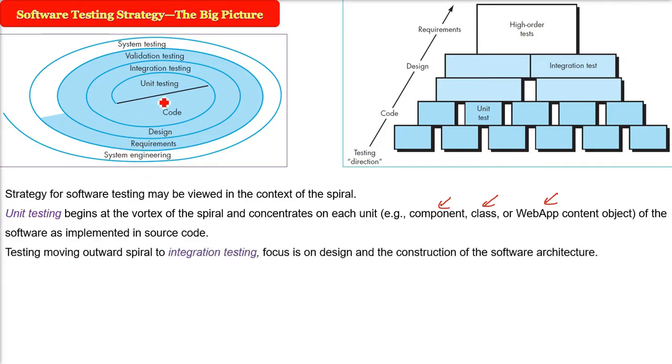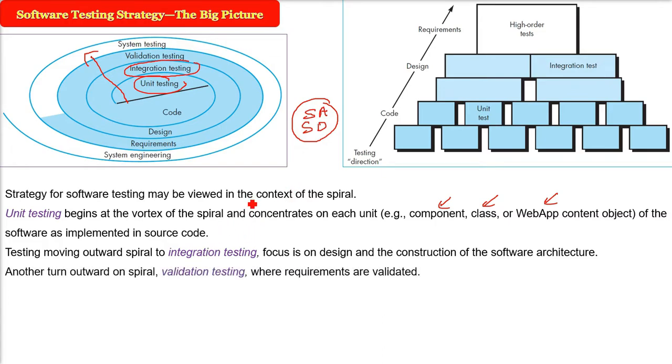Now it goes outward, from the vertex outward. So this goes to integration testing. Now the code components have been tested, they are combined and then tested. So this is integration testing. The focus is on design and the construction of the software architecture. So here the integration testing is done with respect to the design and the software architecture. Then we go again outward.